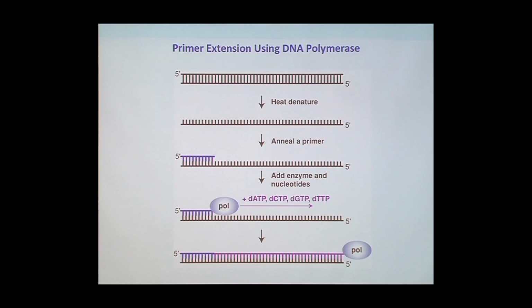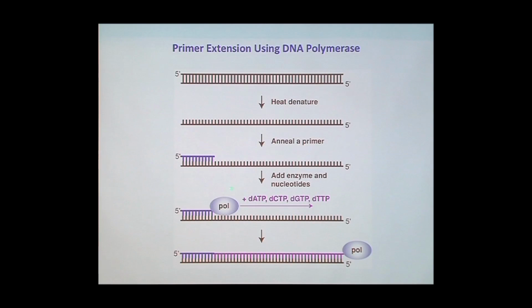So if you know the sequence that you are interested in, you can make a little primer of DNA that will bind to that region in the genome. So it's basically like a little tag that goes in with all the DNA in your cell, and it finds that place and it binds to it.